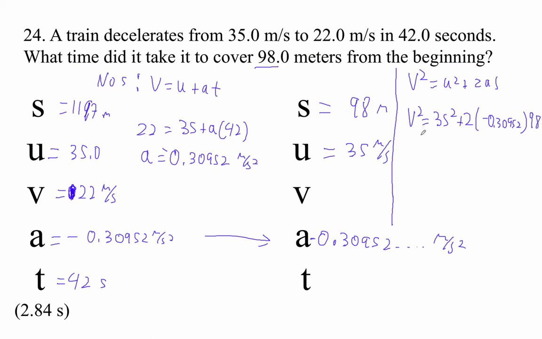All right, here we go. Square root of 35 squared plus 2 times the answer I just got, times 98. And I get that the final velocity is 34.122.